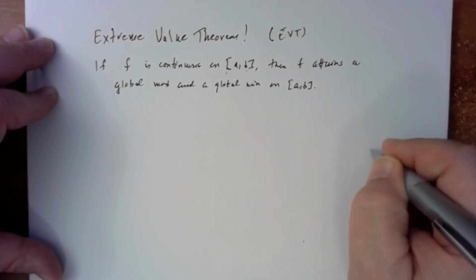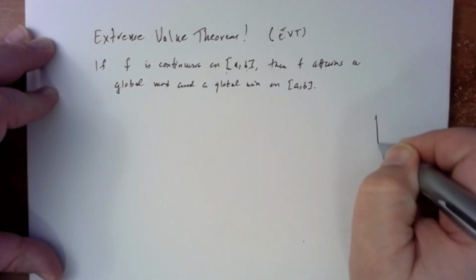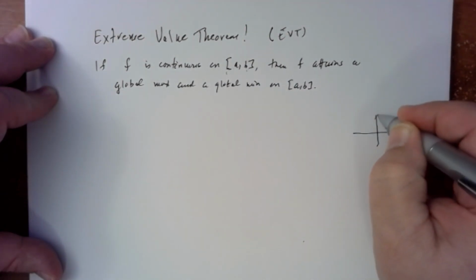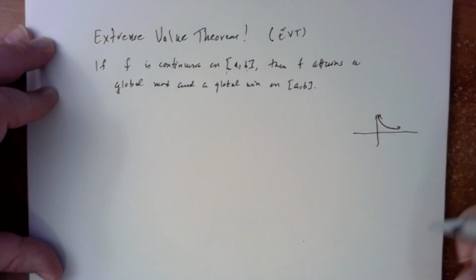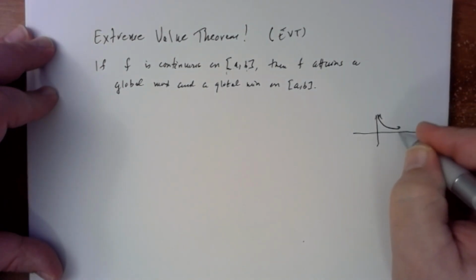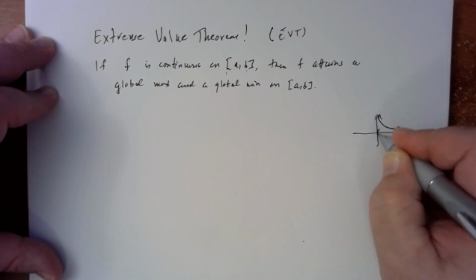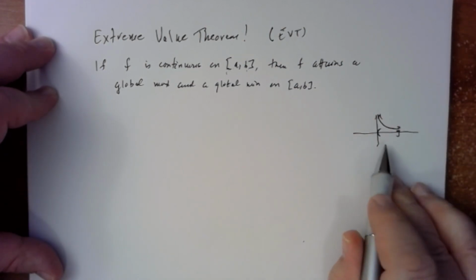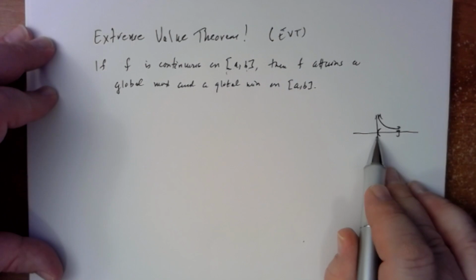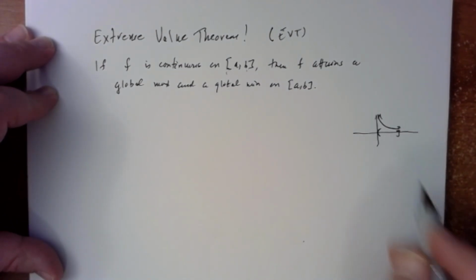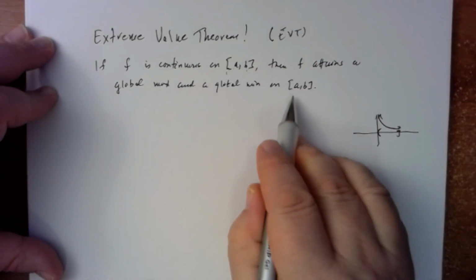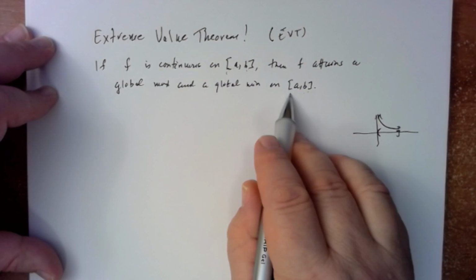So for example, suppose that the interval was not closed. You could have a function that looks like this, where x equals 0, for example, is a vertical asymptote. Then, if you open this interval up right here and don't include the point x equals 0, this function does not have a local max or a global max, for example. So it's really important to include those two endpoints.